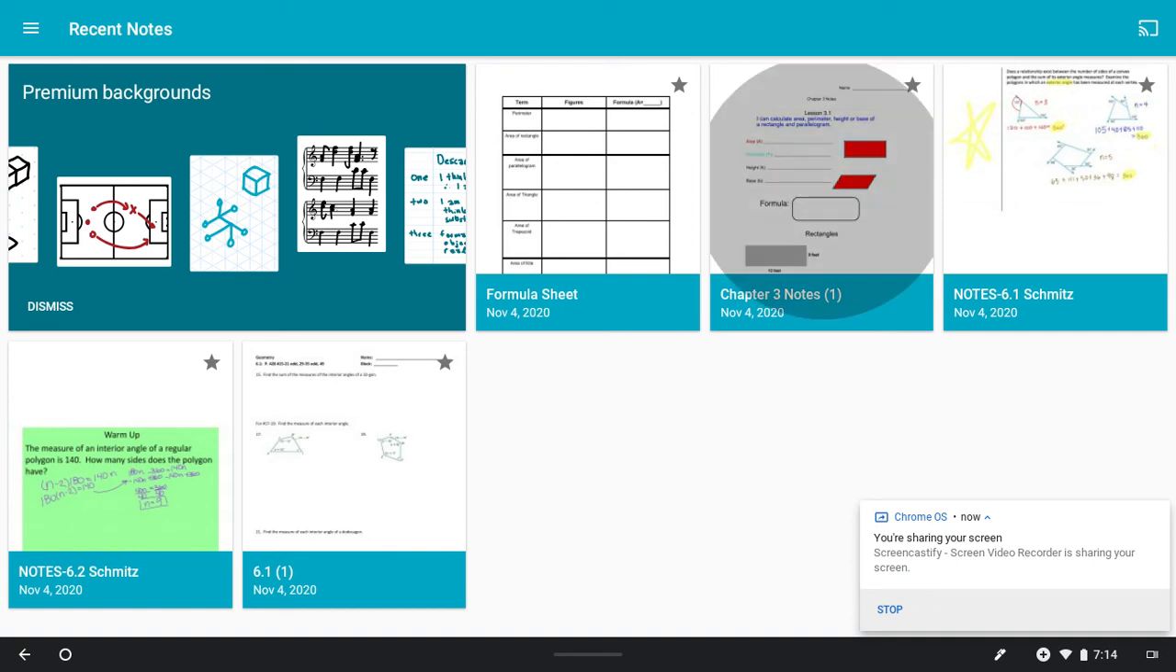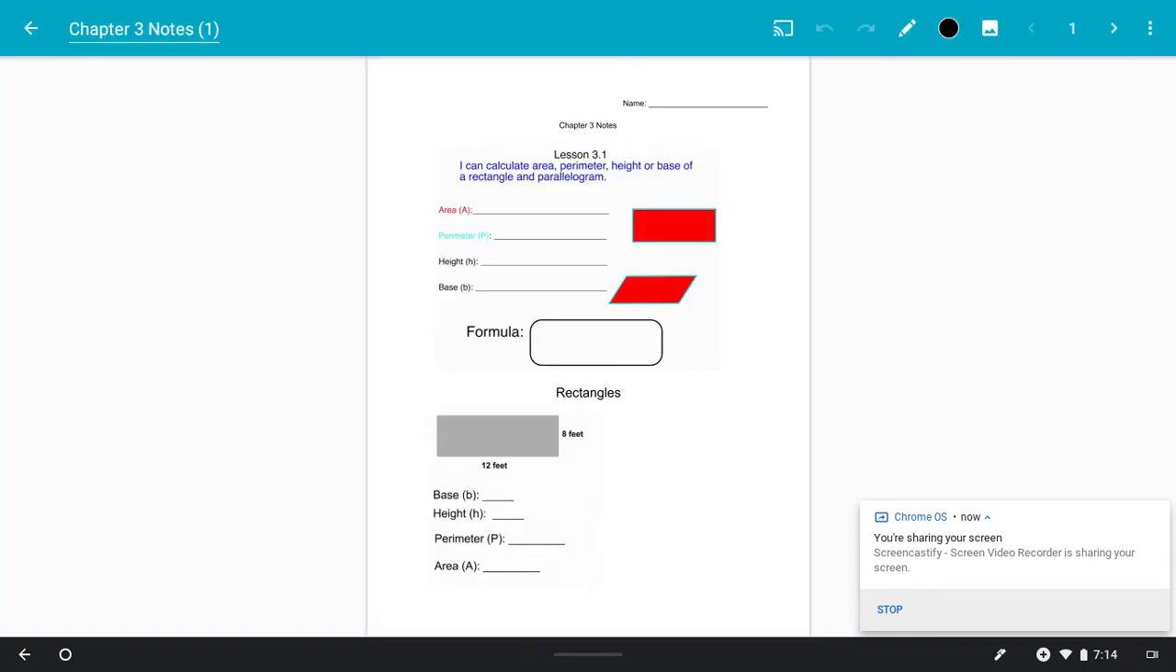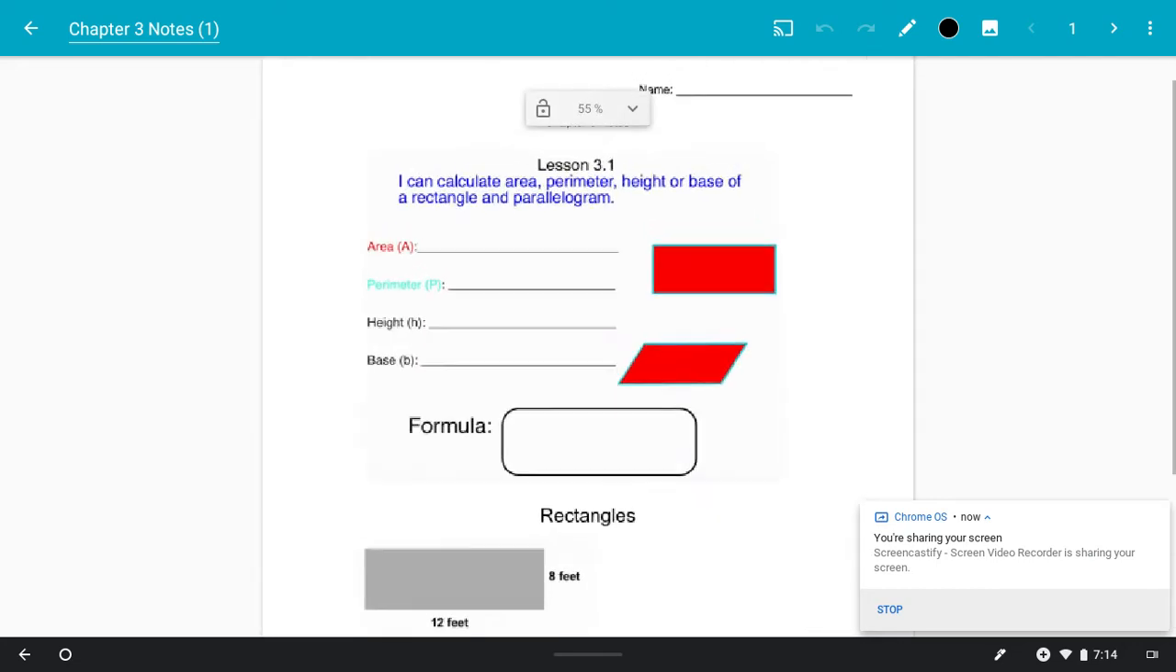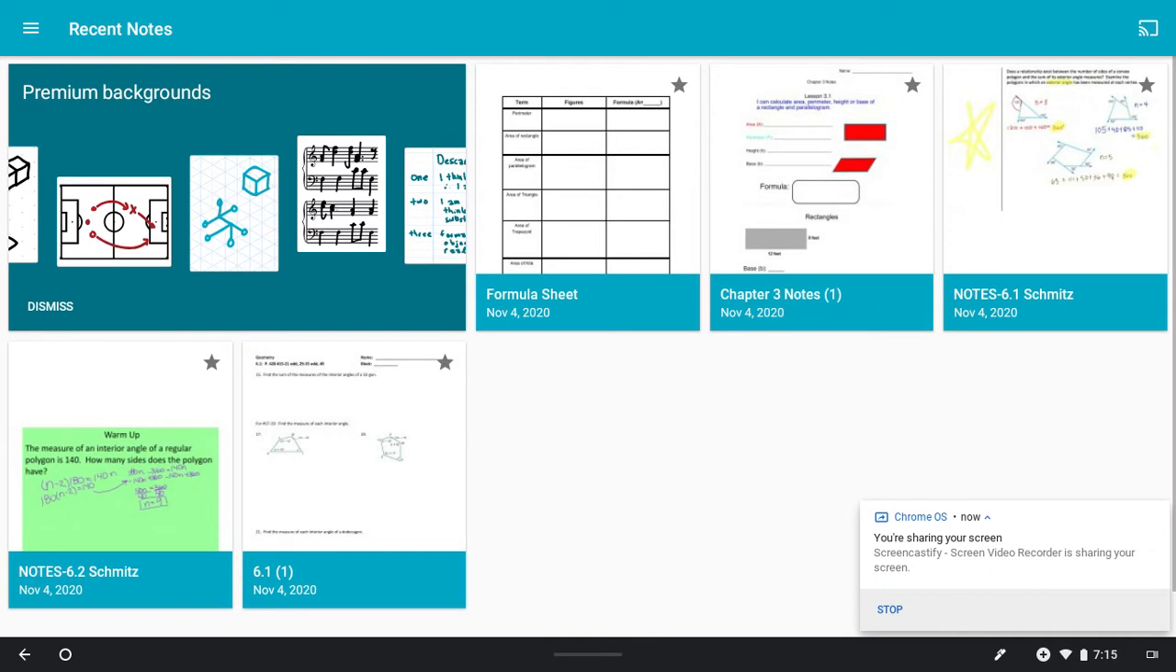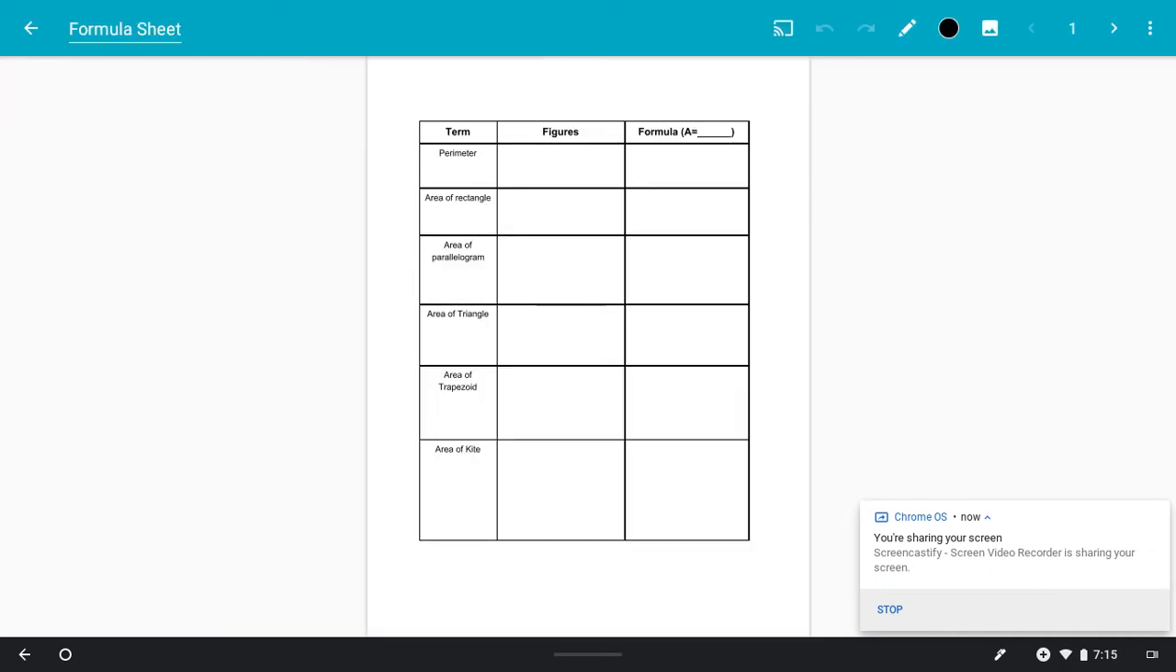Hey guys, this is lesson 3.1 for Geometry Essentials. We're going to talk about calculating area, perimeter, height, and base of a rectangle and parallelogram. Before we do that, we need to get a few formulas. So this formula sheet is in the module for chapter 3. It's called Formula Sheet.